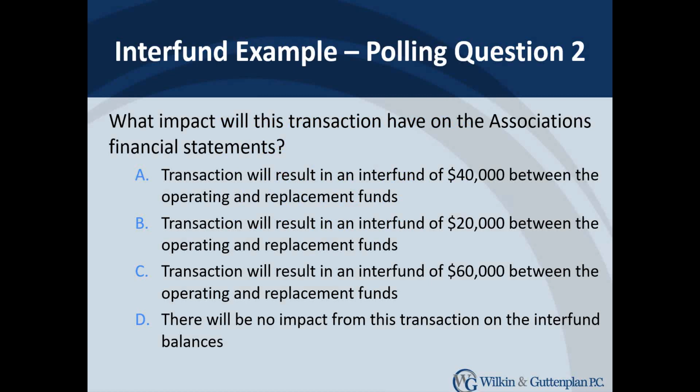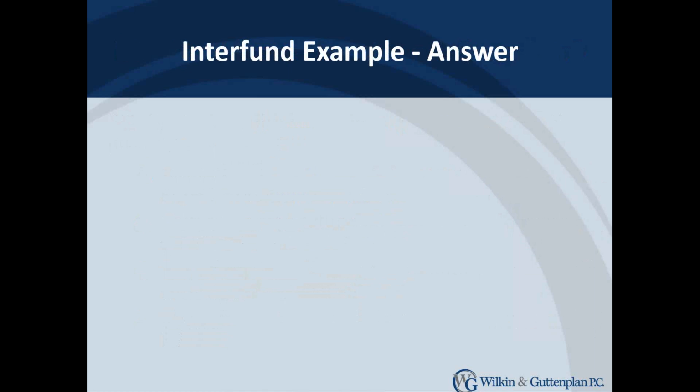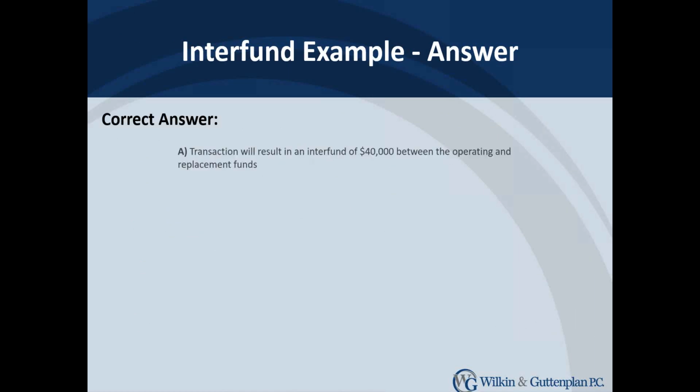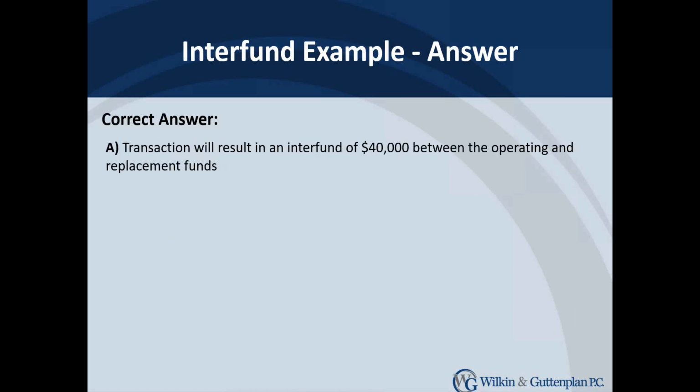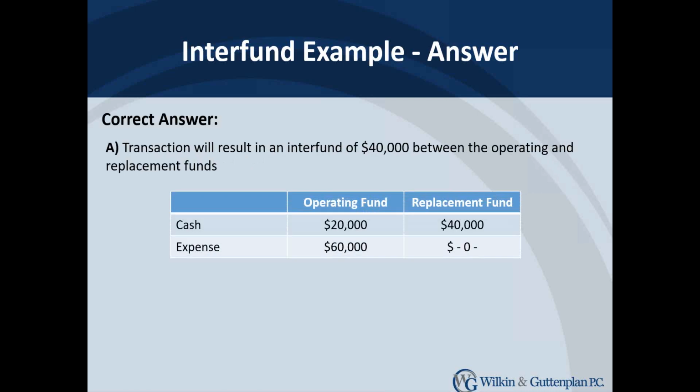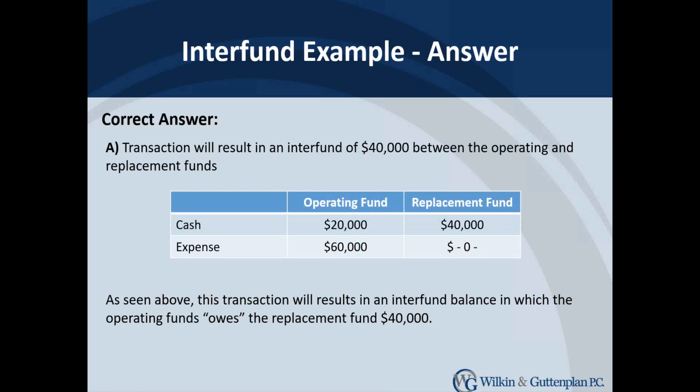Most of you said that there'll be an interfund of $40,000 between the operating and replacement funds. That's great. So I guess everyone was paying attention. That's very good news. That is the correct answer, point A. That transaction will result in an interfund of $40,000 between the operating and replacement fund. And just to illustrate that as well, I'm a visual learner myself, I don't know if there's any out there, so I put this table into the slide as well, just to visualize what happened there.